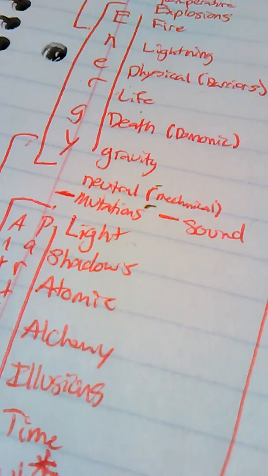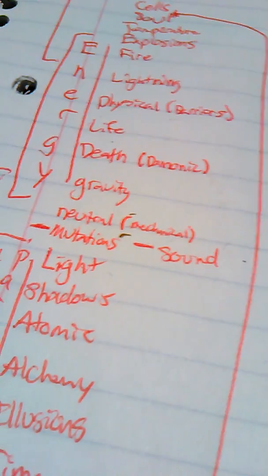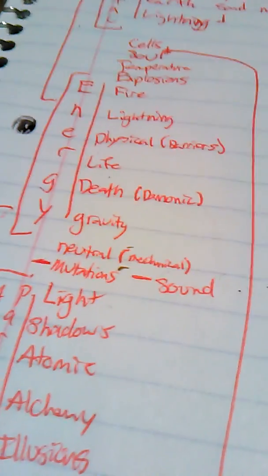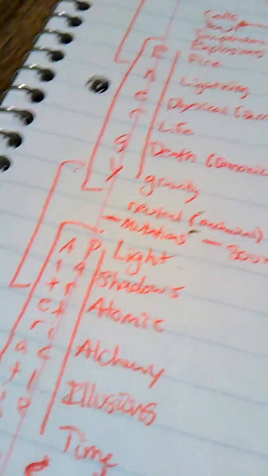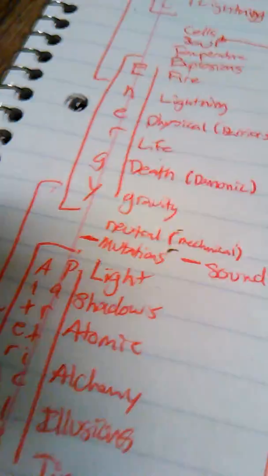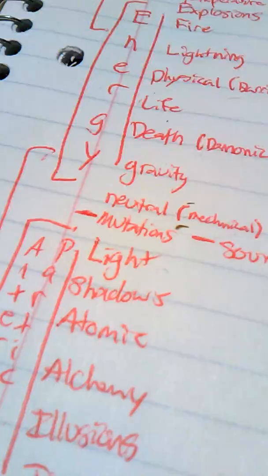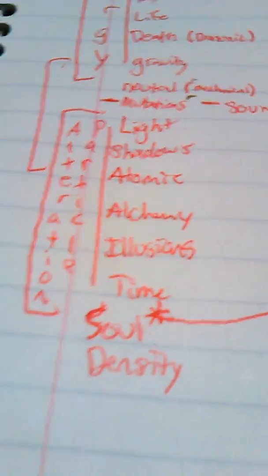Between these two, you also have mutations and sound. Pretty much there's two ways you can create both of those, and or it combines both. They're also, I guess you can say, in their own category, but they're not. And then finally we got particle alteration.